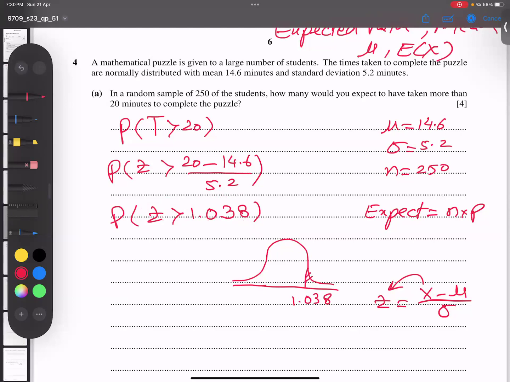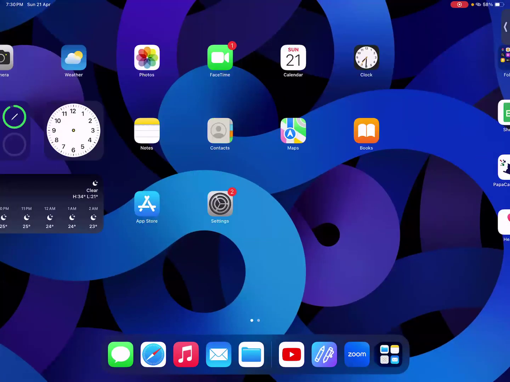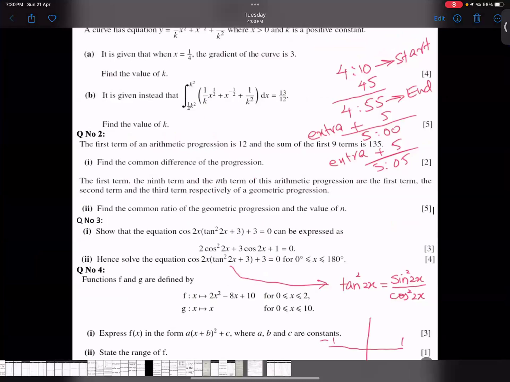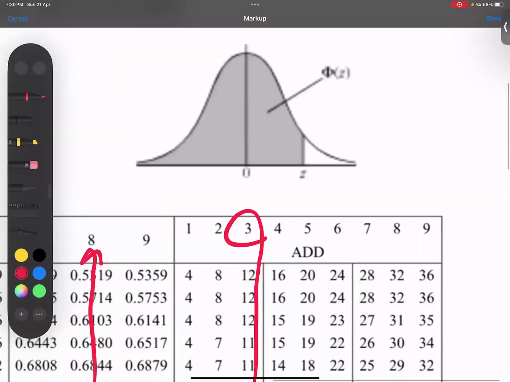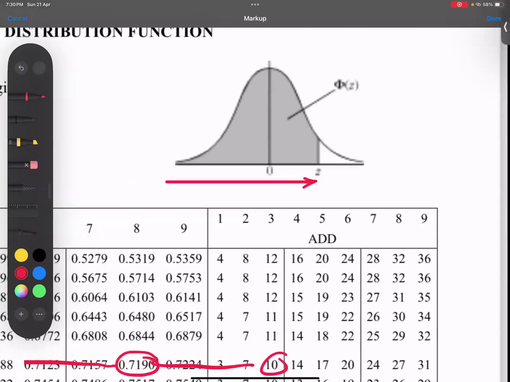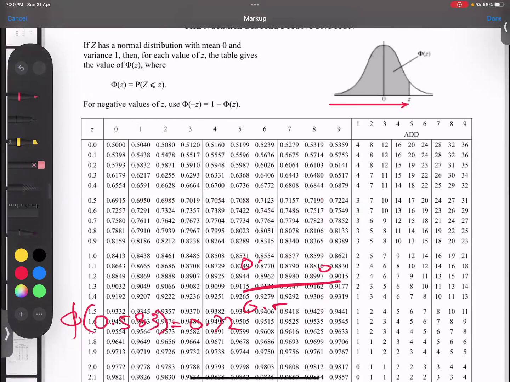Bigger than means this right side portion. But student, when I see the table, it always gives the value from the left corner till that number. So this is called phi of 1.038. Let me show you the table. You can see the table gives the values from the left side to the number I need.